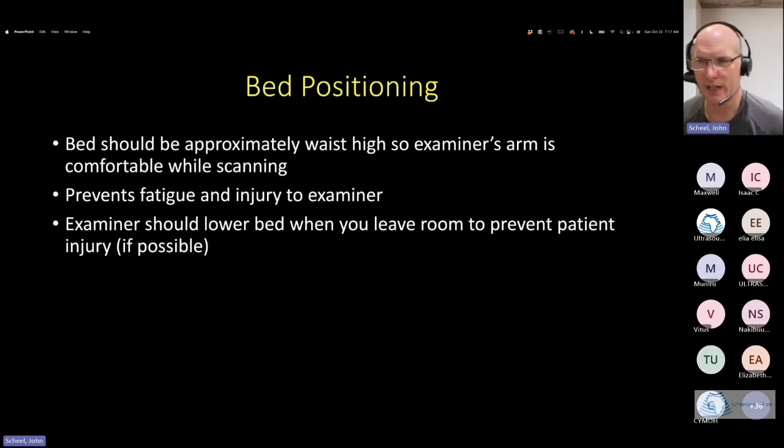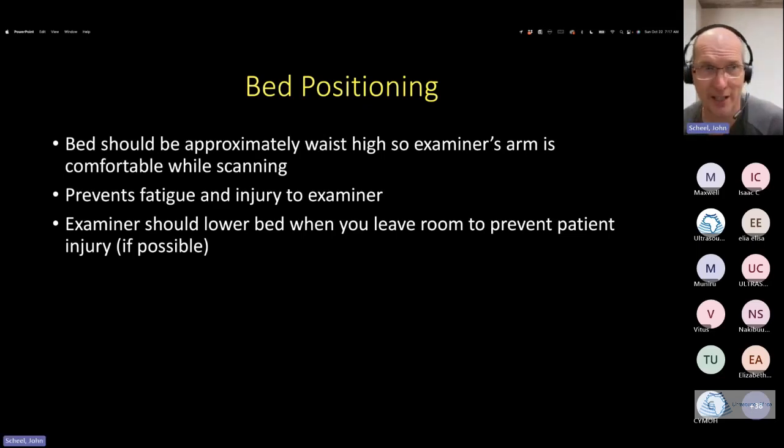So I'm going to go over specific things about how to optimize your room and your exam for the patients, because if you're seeing multiple patients a day over periods of time, you can actually develop problems. And so I'm going to teach you hopefully ways of optimizing patients and how you hold the transducer so this doesn't happen to you, and also your pictures come out better.